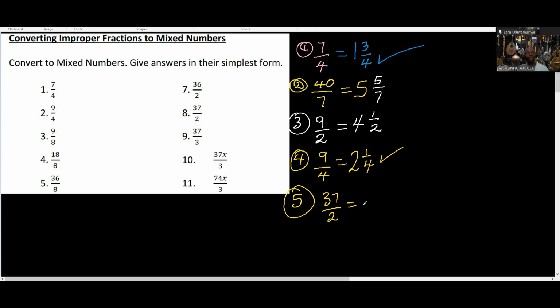2 times 18 is 36, but 2 times 19 is 38. So what should I write? That's 18 times, okay? Remainder 1, because that's 36. So remainder 1 over 2. Then the last one that we're going to do before we go back to what we're working with: we have 37 over 3, okay?